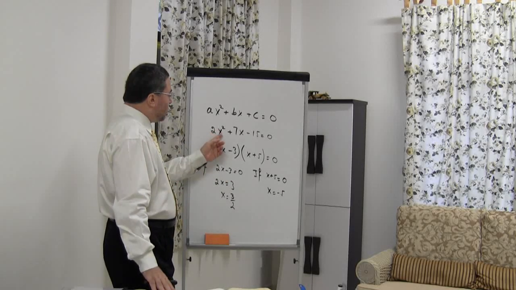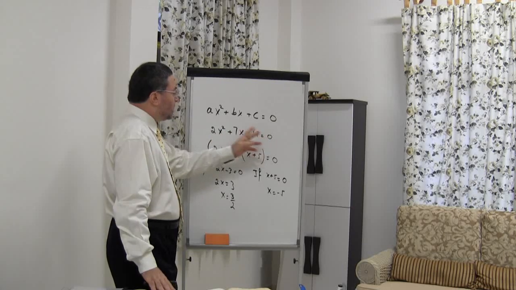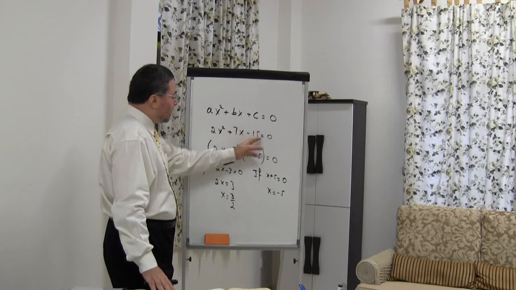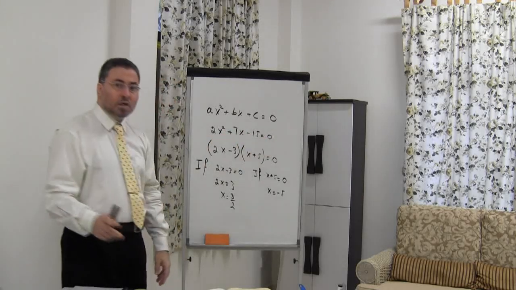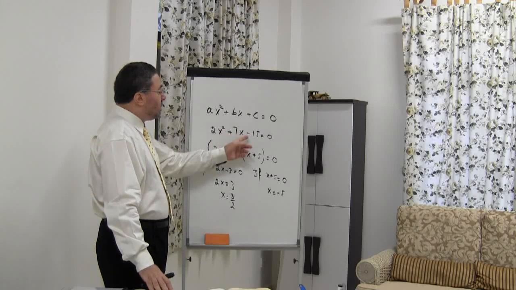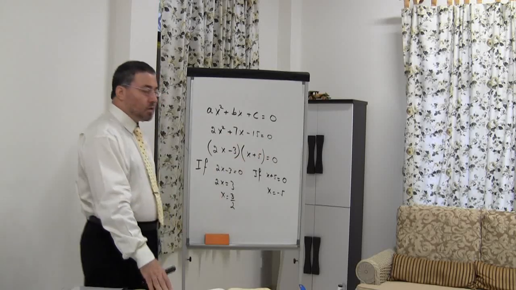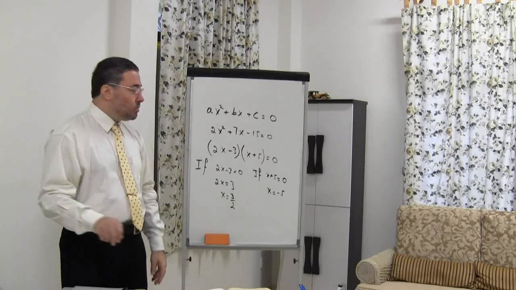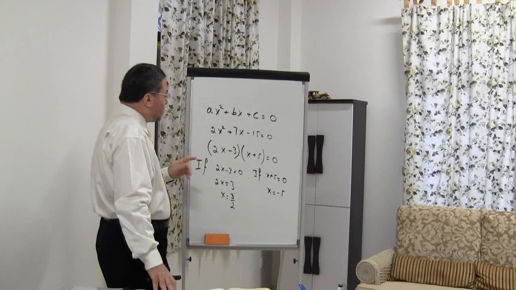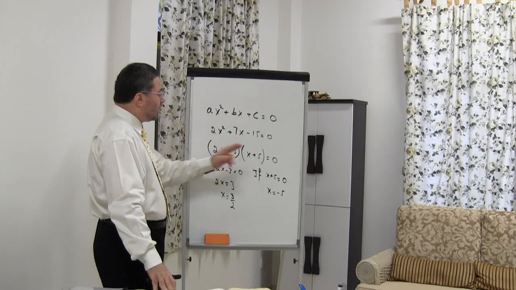So if we have 2x squared plus 7x equals 0, that's a quadratic equation. Or if we have 2x squared minus 15 equals 0, that's still a quadratic equation. If we have 2x squared plus 7y minus 15 equals 0, that's not a quadratic equation because it has two variables.